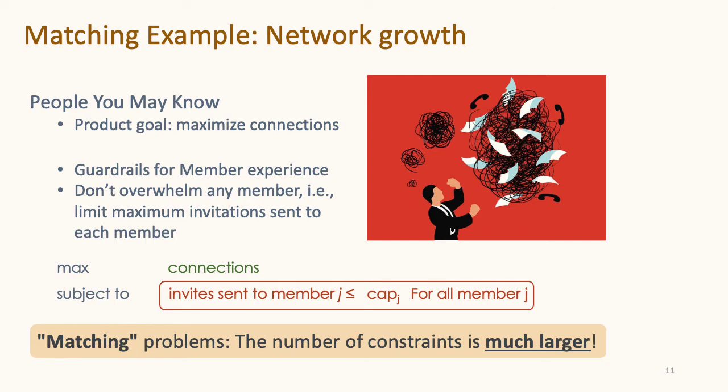The number of constraints are much larger. Each item can potentially have a constraint. We call these matching problems since we are pairing items with members. PYMK is a special case where a member can both be an item as well as a member. The job recommendation and ad recommendation are two other problems where the job is the item and members are matched with jobs, and in the ad recommendation problem, the ads are the items and members are matched with ads.